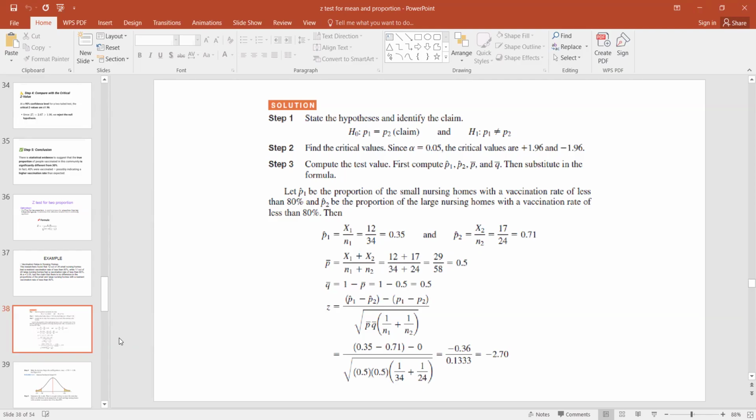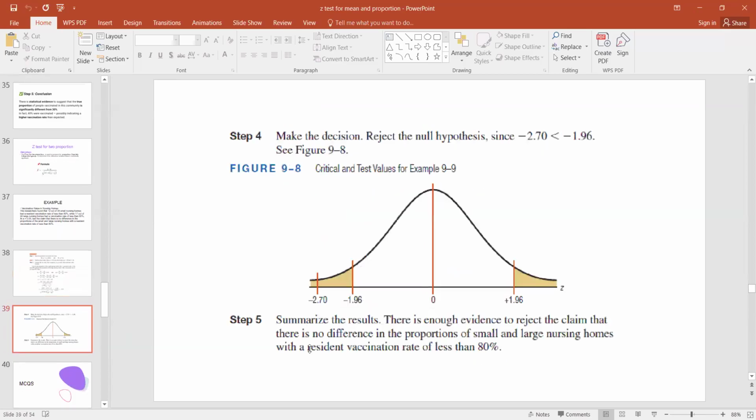Step 3, compute the test value. First, compute P1 hat, P2 hat, and P bar and Q bar. Then the Z value is equal to minus 2.70.